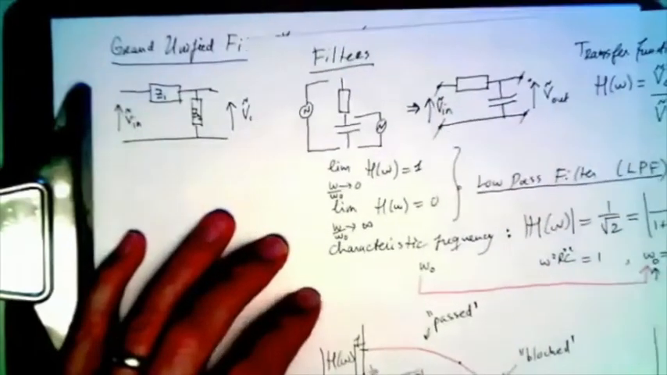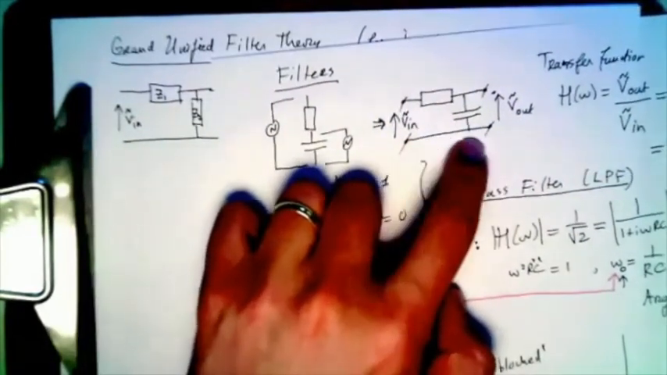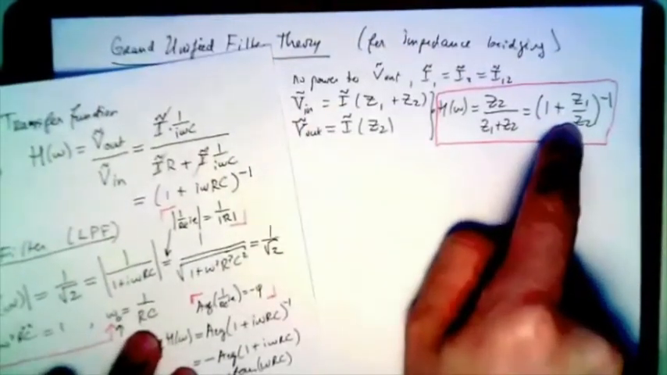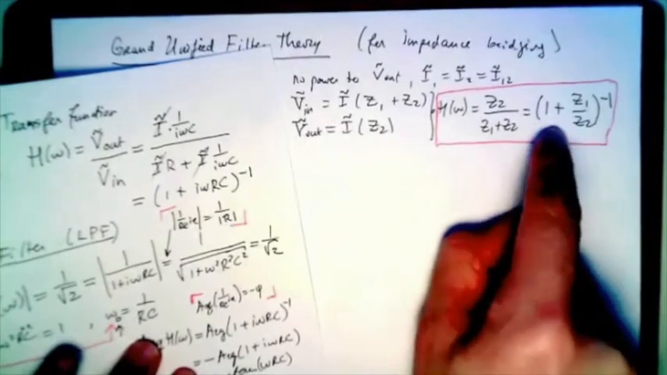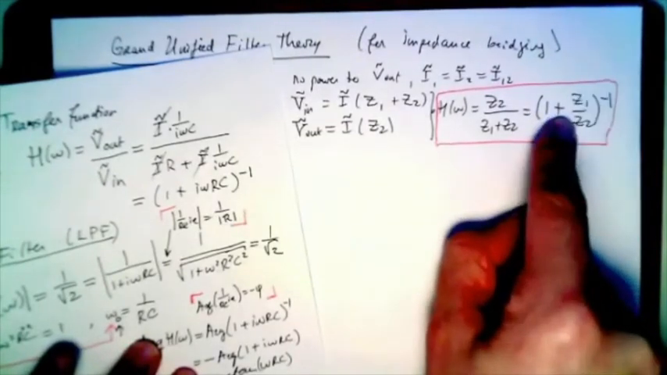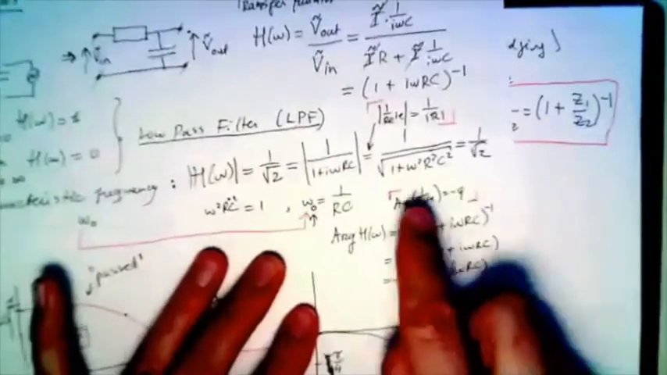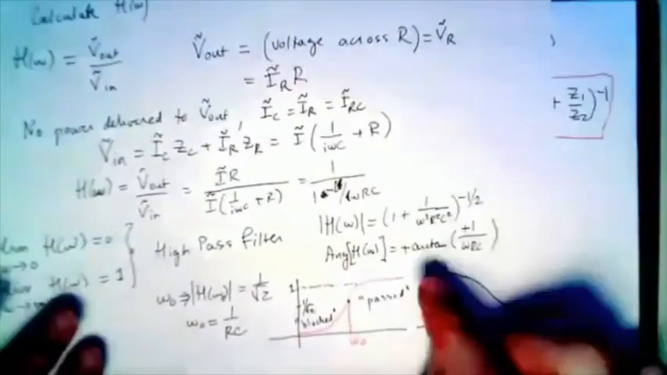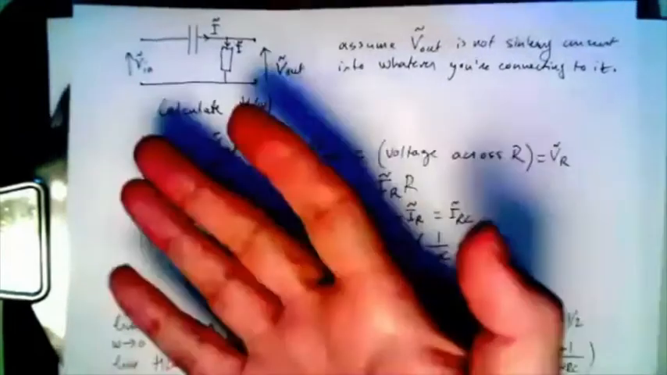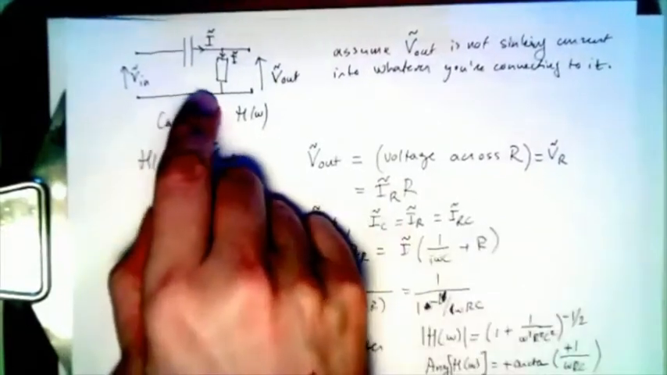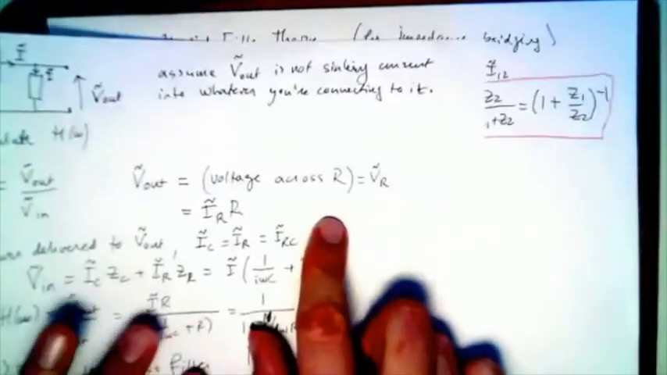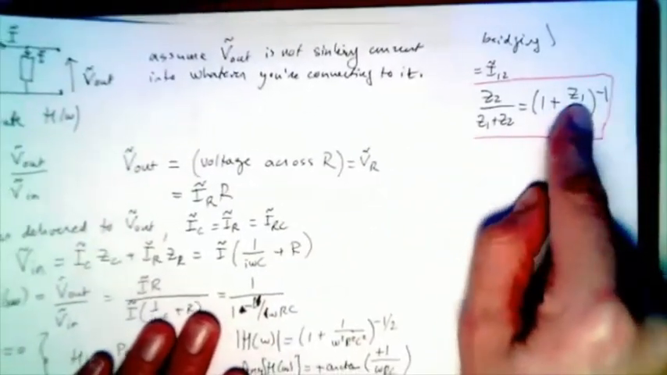So with this filter, we have resistor capacitor. So Z2 is 1 over i omega C, and Z1 is R. So you get (1 plus i omega RC) inverse. Done. This one, you do the same thing. Now, the capacitor and the resistor are reversed. So our Z1 is the capacitor, our Z2 is the resistor.